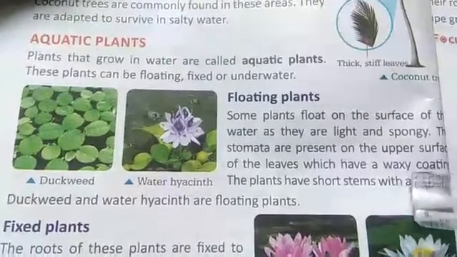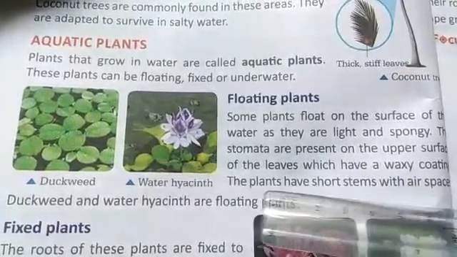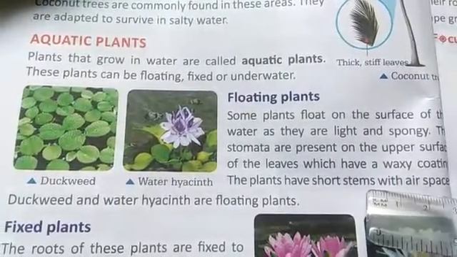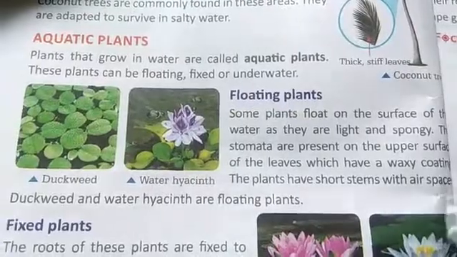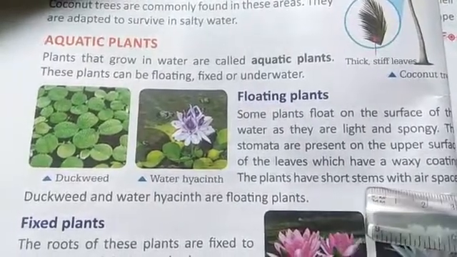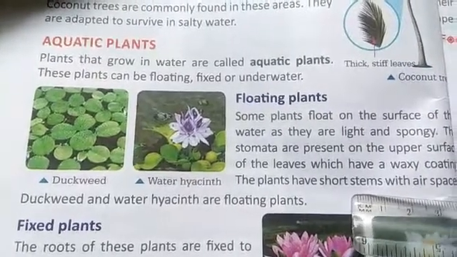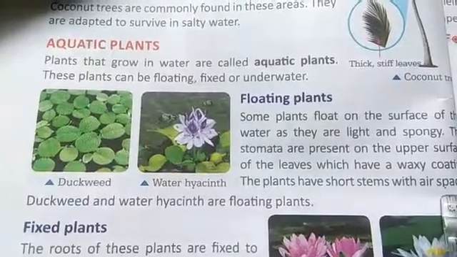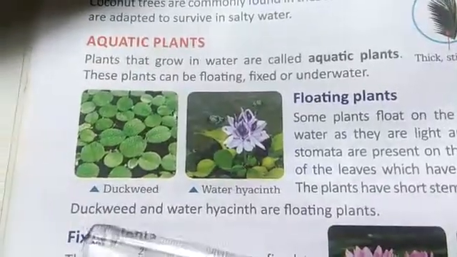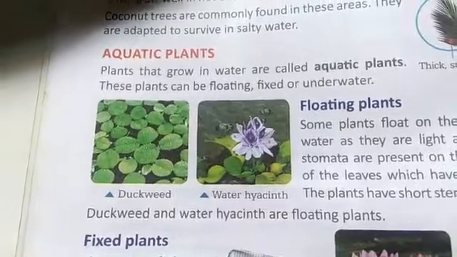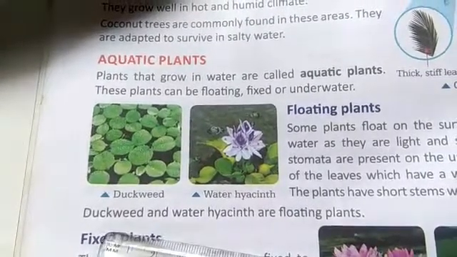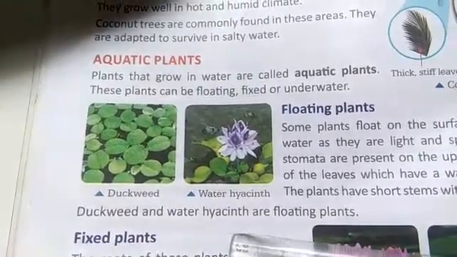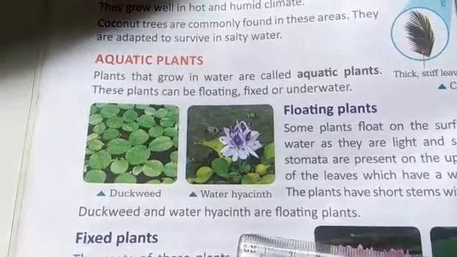The leaves have a waxy coating. The plant has a short stem with air spaces. The stem is very short and has air spaces. Examples are duckweed and water hyacinth. These are examples of floating plants.